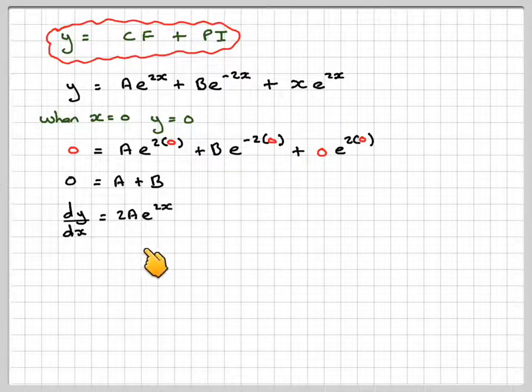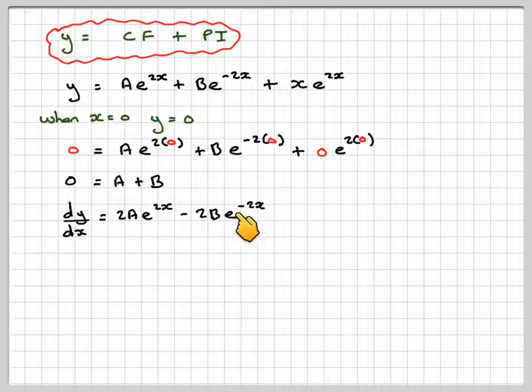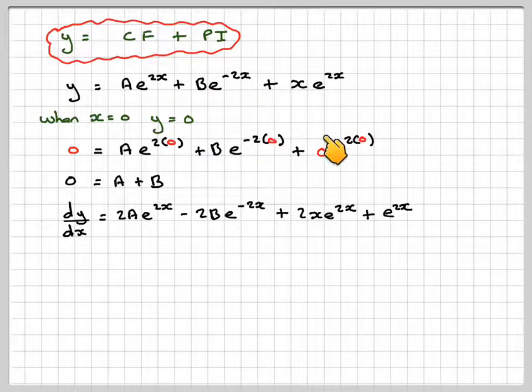We'll now differentiate that. So dy by dx is 2a e to the 2x minus 2b e to the minus 2x. Differentiating this using the product rule, we're going to get x times 2e to the 2x, which becomes 2x e to the 2x, plus e to the 2x, and the differential of x is 1. I haven't written it in this time.